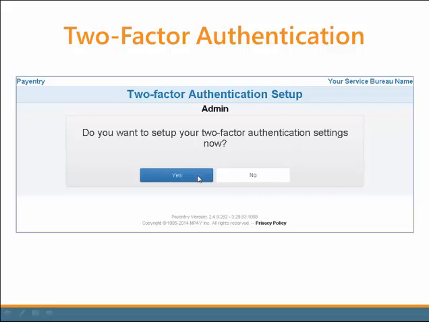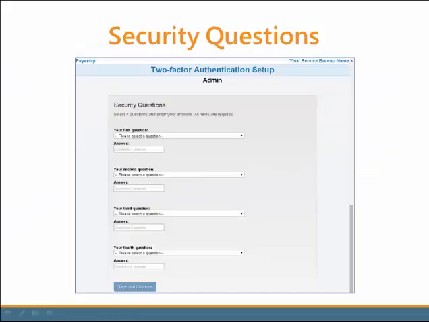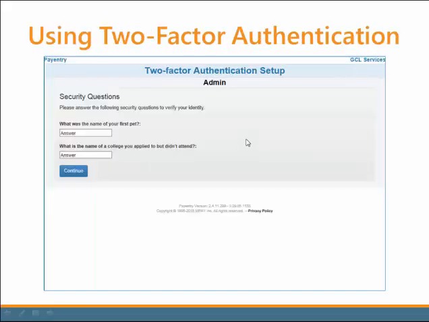If you choose yes, then it will take you to the security question setup. You must complete all 4 questions. Each answer to each question must contain at least 5 characters. These security questions will be used in the event that you get locked out of the system and your system administrator chooses to reset your two-factor authentication.